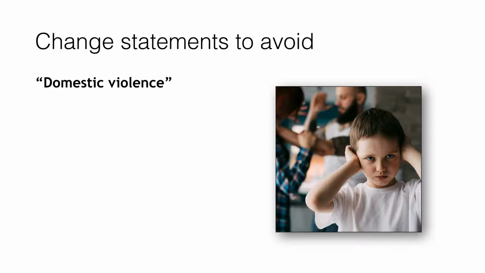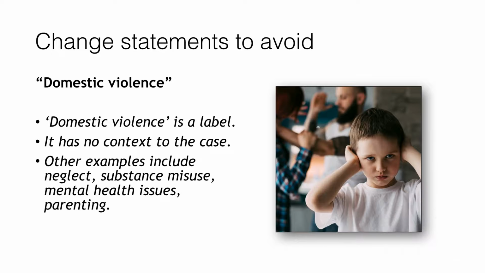We see these often in assessments and plans. Domestic violence. Domestic violence is a label. It has no context to the case or the unique circumstances of the family. There are many other labels commonly used. For example, neglect, substance misuse, mental health issues, and parenting.